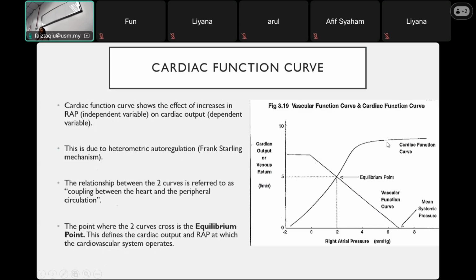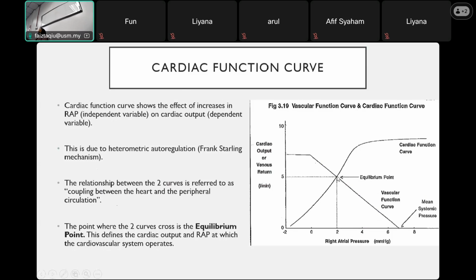And this relationship between the two curves we refer to as a coupling between the heart and also the peripheral circulation. So the intersection point between the cardiac function curve and the vascular function curve is known as the equilibrium point. This is where the cardiovascular system operates, with a right atrial pressure of 2, and then it will derive a cardiac output of 5. So this is the equilibrium point.